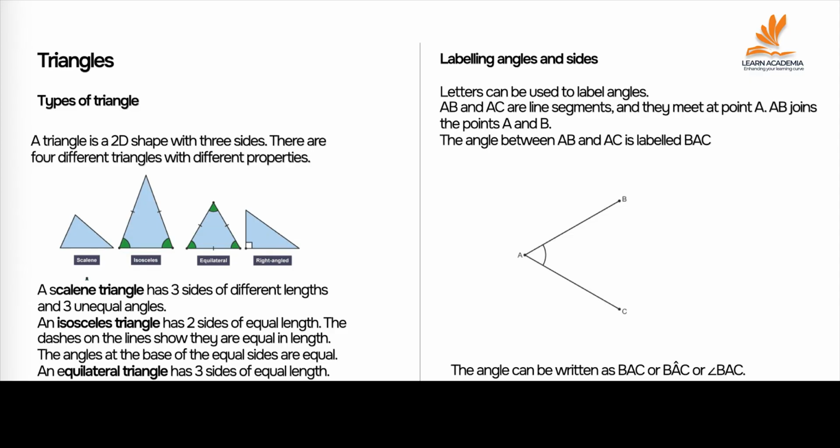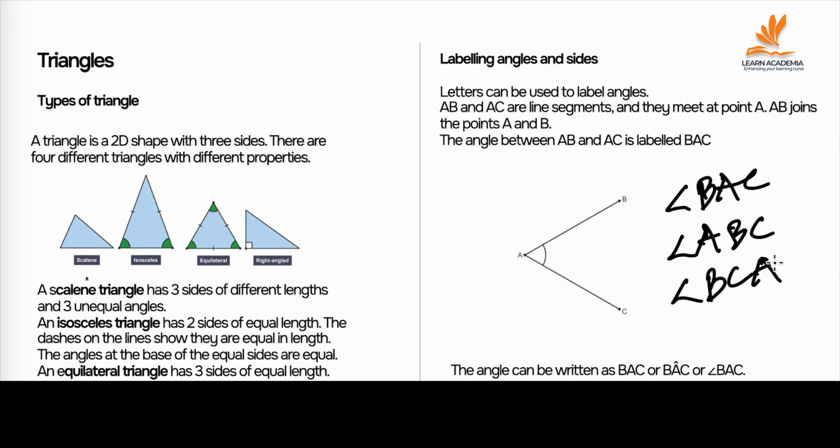Now it says labeling angles and sides. I think this is one very important section in triangles. Many a times you would see angles written in this order: angle BAC, angle ABC, angle BCA, and then you can't quite tell what each of these means. Many a times you just go ahead and write whichever you like, without fully understanding what each one refers to. Now, by the slide, it says letters can be used to label angles.